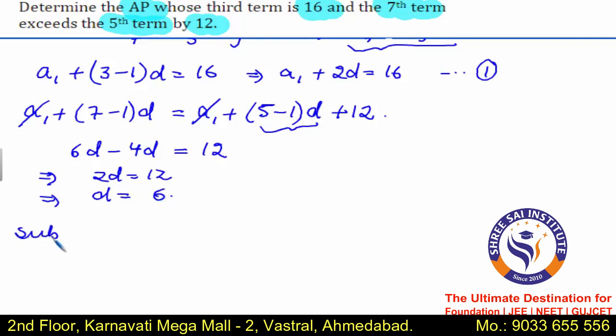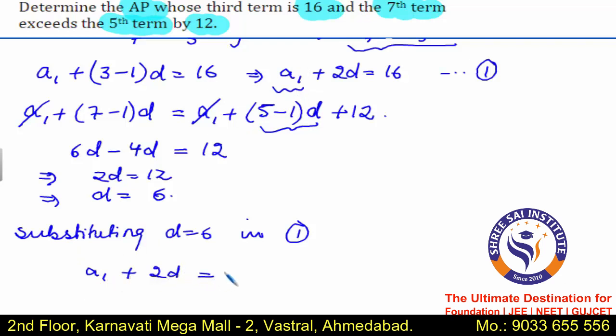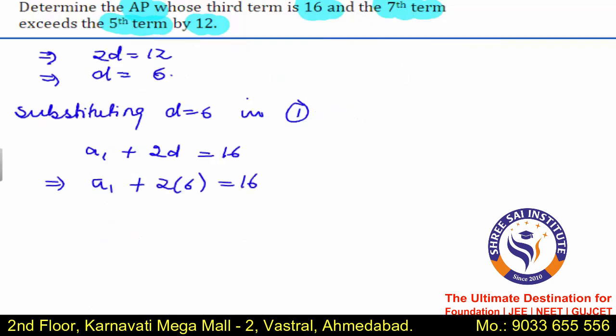Now substituting the value of D in equation 1 to get the value of A1, which is the first term, we have A1 plus 2 into D is equal to 16, which implies A1 plus 2 into 6 is equal to 16. This implies that A1 is equal to 16 minus 12, which is equal to 4. Therefore, the first term is 4.